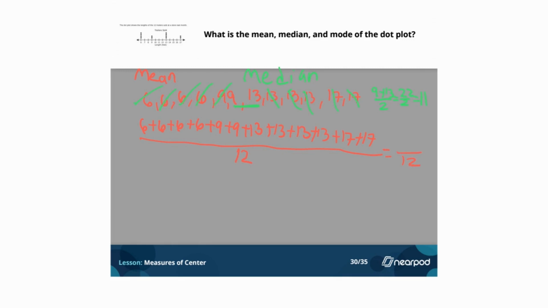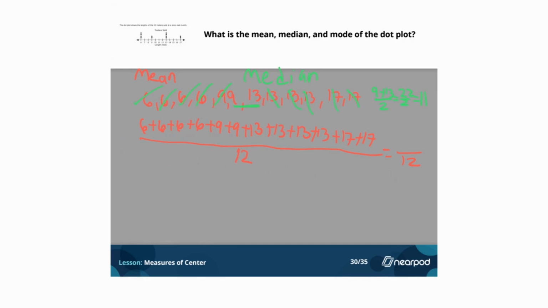Then my mode. My mode, I'm going to use the color yellow. So for my mode is the number that's repeated the most. The number that's repeated the most, let's check that out. You could either look at your list, or what I find easier is if you look at your graph.